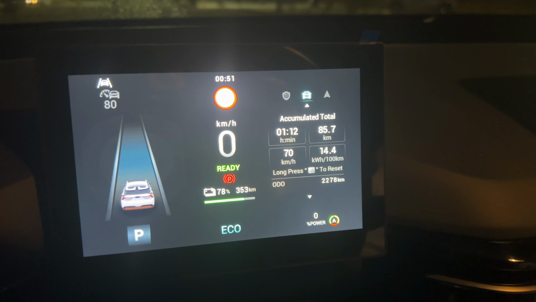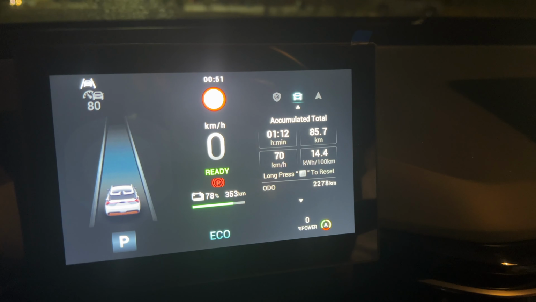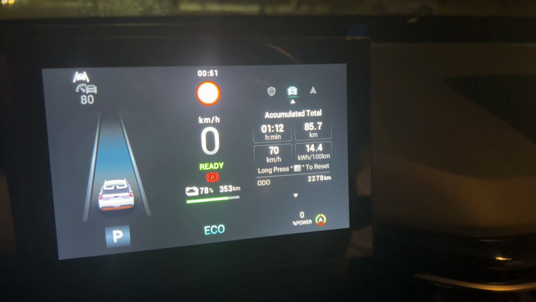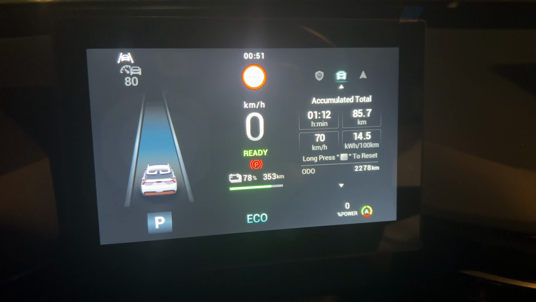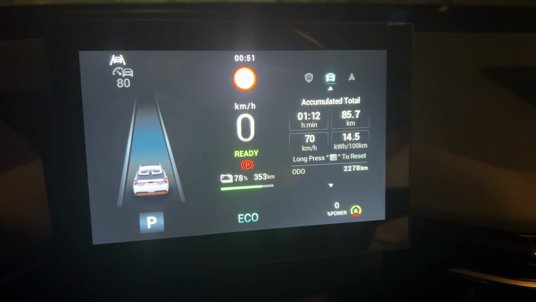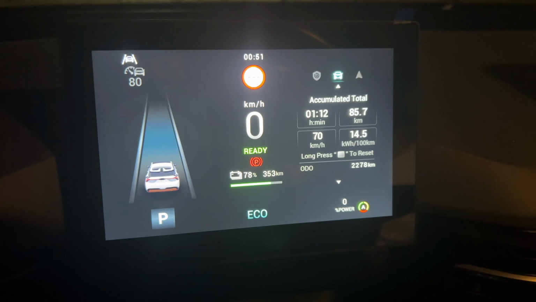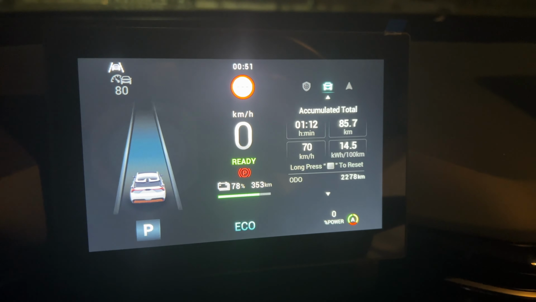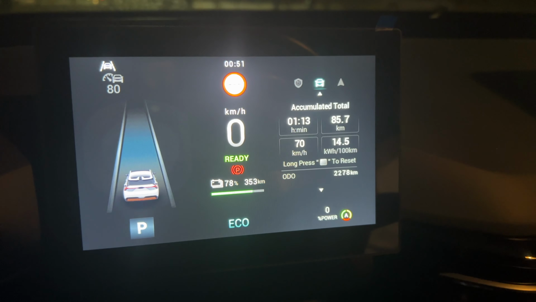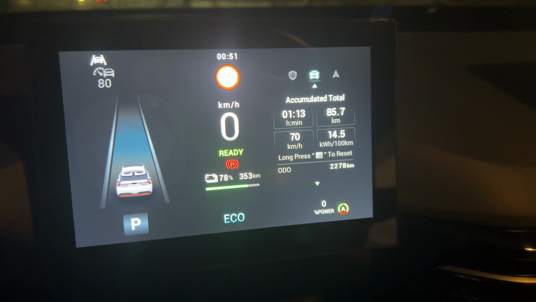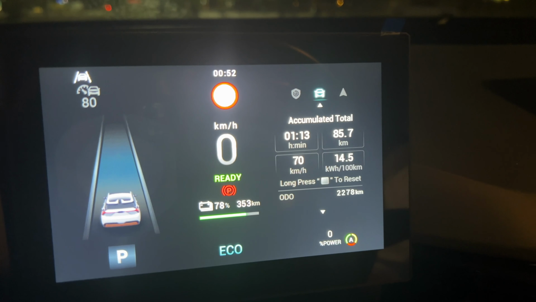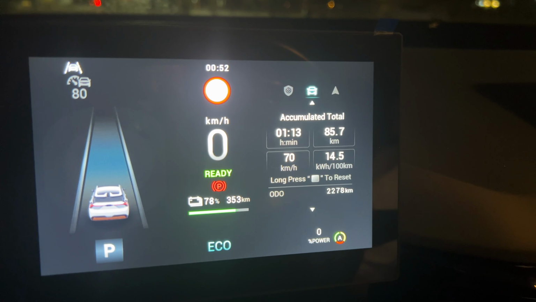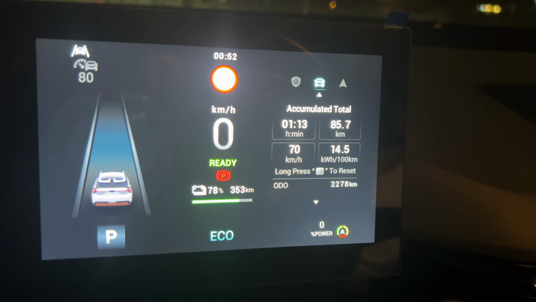The first part of our journey has finished. The total distance that we made is 85.7 kilometers, 14.4 kilowatt hours per 100 kilometers. The average speed was 71 kilometers per hour, but as I stopped and kept sitting in the car, I don't know why, this should be fixed. When I stop the car, when the car doesn't move, and I parked it, as you can see, parked, the system should stop dropping the average speed because it should be 71.